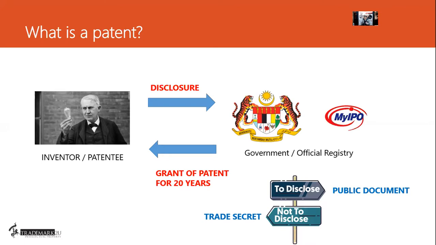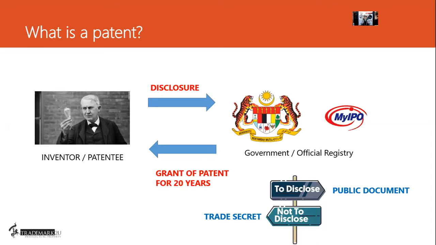In Malaysia, for example, you disclose to the Malaysian government, and in return, if they have conducted their examinations and are satisfied that you satisfy all the laws of patent, they will grant you a monopoly of 20 years. That is the deal. You have to disclose your inventions. If you do not disclose, no way the government is going to give you the monopoly.